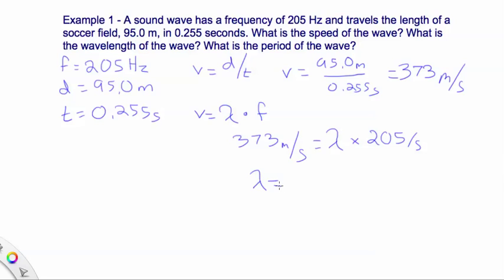And we realize we have to round to 3 significant figures. And dividing meters per second by per second means the seconds cancel out. And we get 1.82 meters.